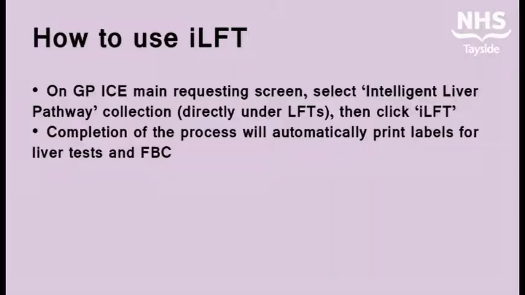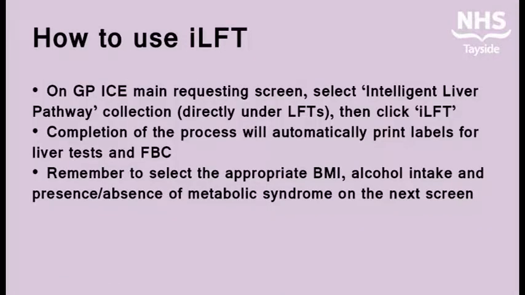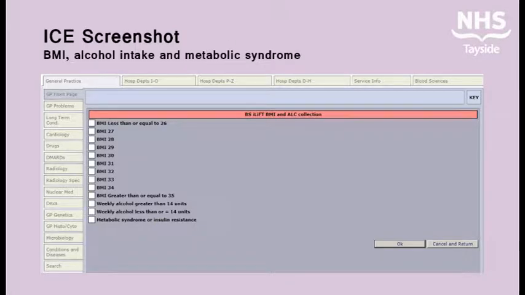So for the patients that you suspect are a new presentation and might have liver disease, you request liver function tests in the normal way. And on the first screen, when you go into your ICE, you'll see an iLFT box, and once you tick that box, it will automatically populate the rest of the liver function test for you. But a second box on this slide will appear that requests you to fill in the BMI of the patient approximately, roughly whether they're drinking more or less than the government recommendations about alcohol, and whether they have any other features of the metabolic syndrome such as type 2 diabetes, hypercholesterolemia, hypertension, ischemic heart disease, etc.